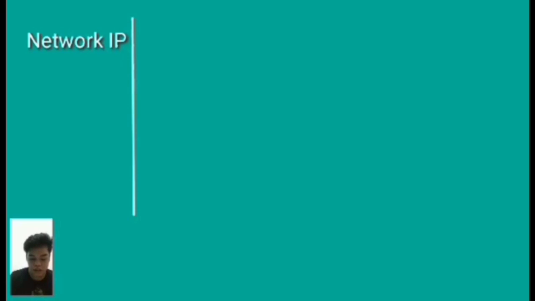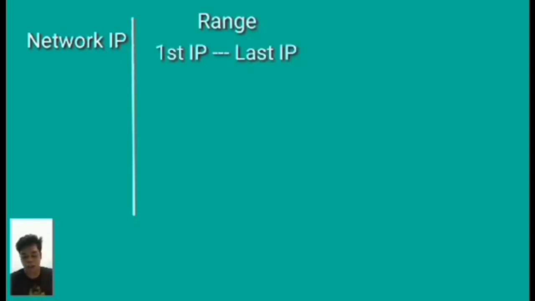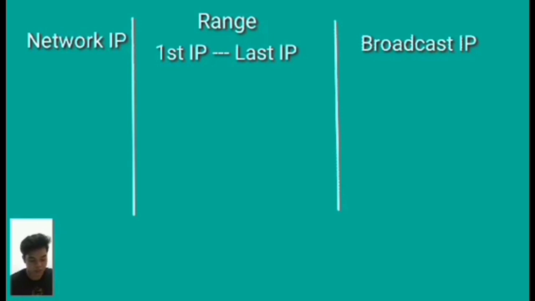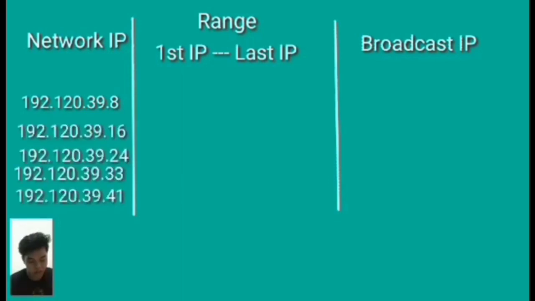Now we have the network IP, the range, the first IP and the last IP, and the broadcast. So now we need to lay down the first range, which is 192.120.39.8, and the other range is 192.120.39.16.